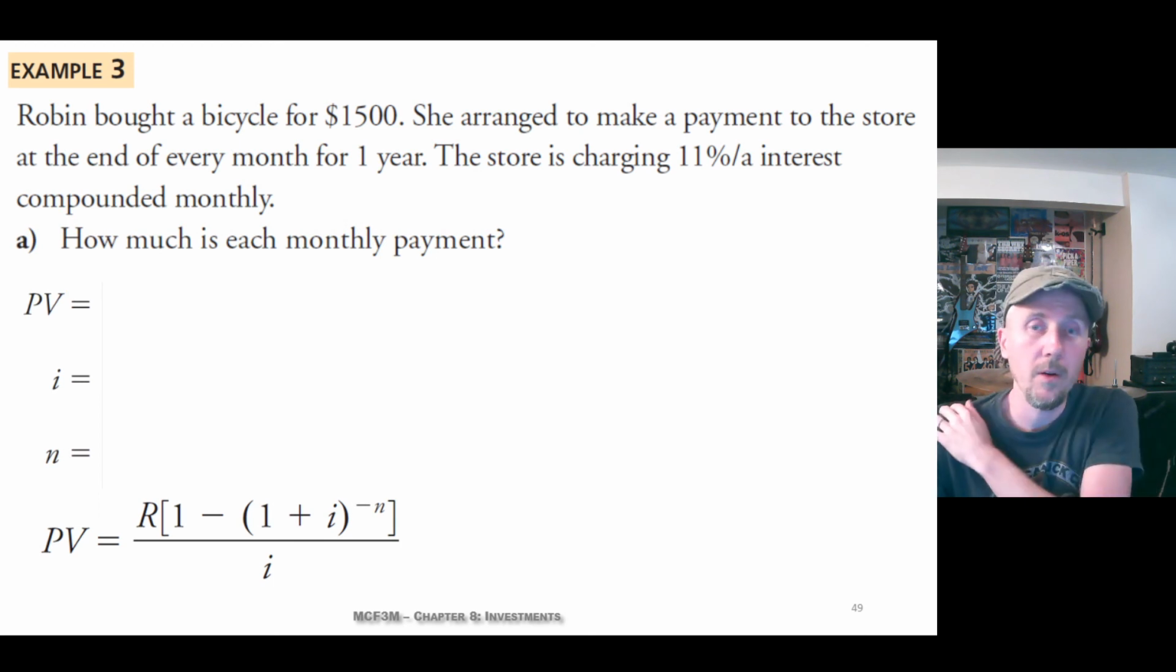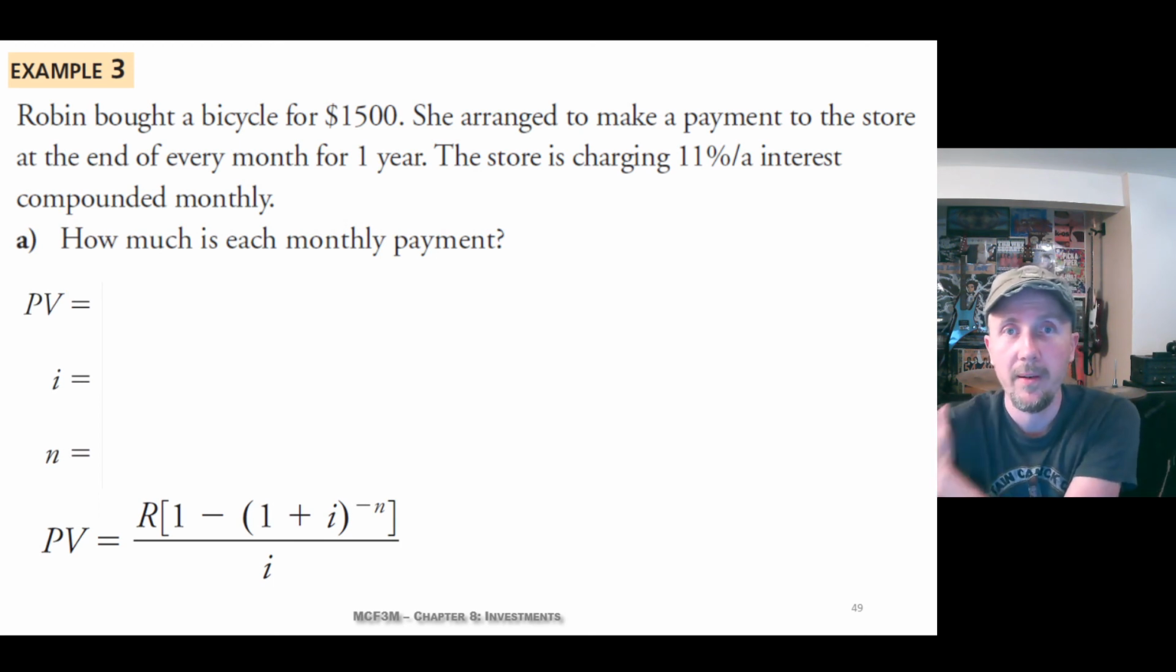Here is one more example with it. Somebody bought a bicycle for 15,000, or sorry, 1,500. That would have been a pretty good bike. Maybe it would have been a motorbike. But anyways, 1,500. Maybe it's an e-bike.